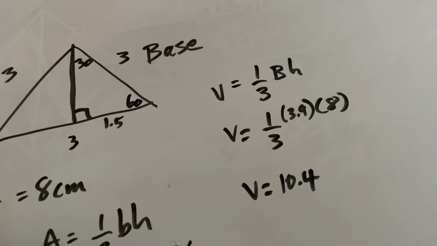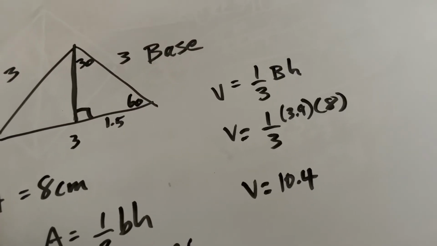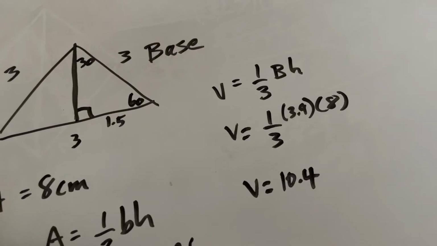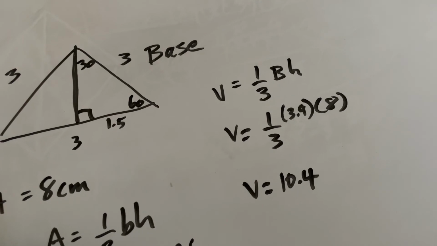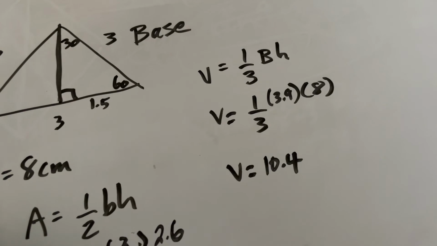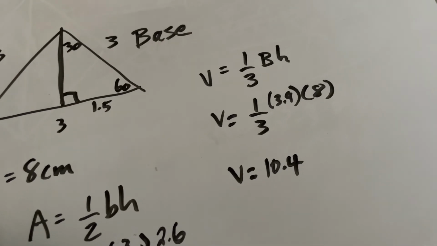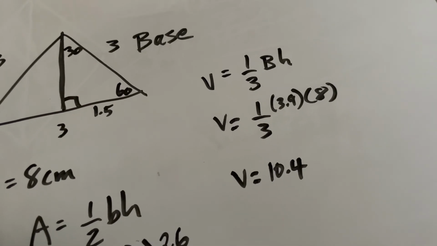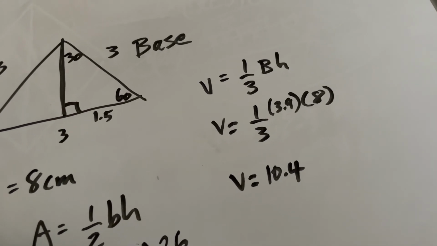The volume is 1/3 times the base, which is a triangular base for the entire pyramid. So 1/3 times the area of that triangular base times the height, which is 8, gives me 10.4. And in this problem, since we're talking about volume, that's 10.4 cubic centimeters.